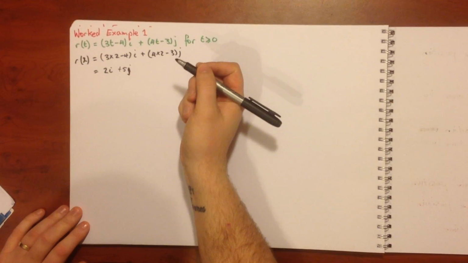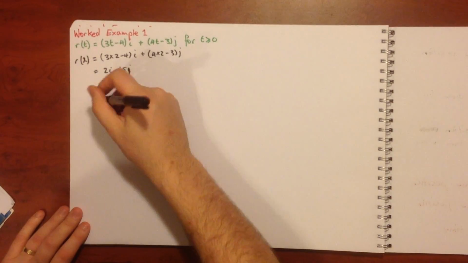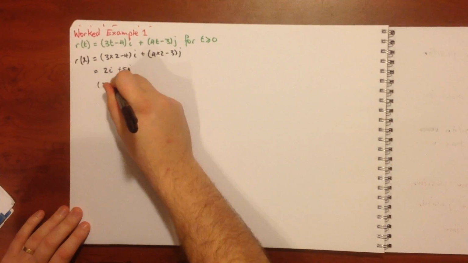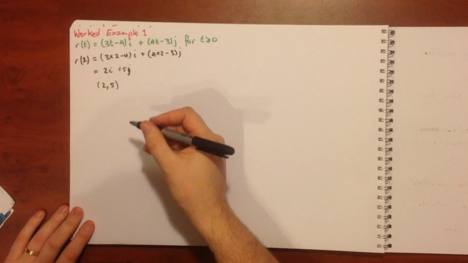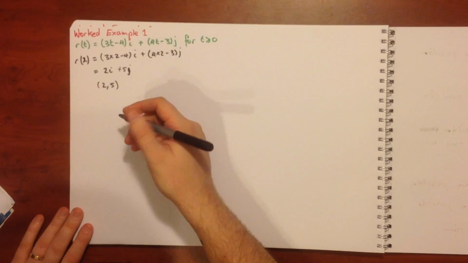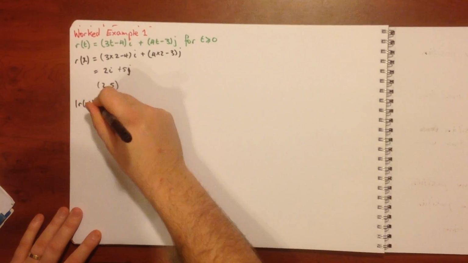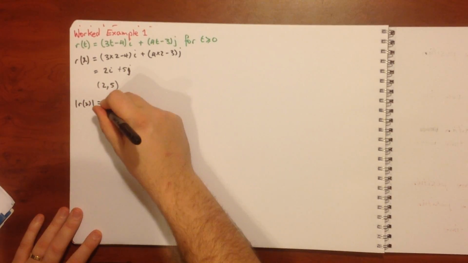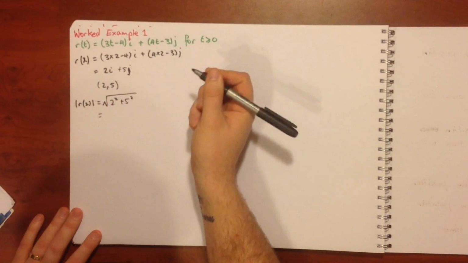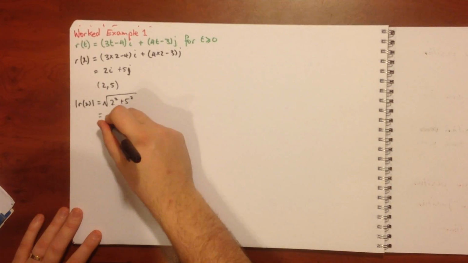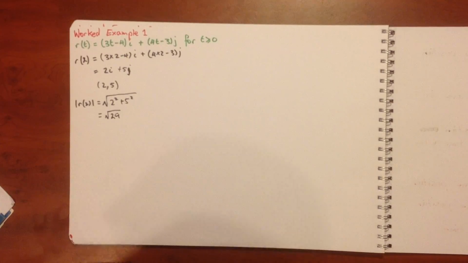Okay, and at the moment we know that it's actually at the point (2, 5), and we need the distance from the origin. So essentially what we're doing is Pythagoras' theorem. We're saying the modulus of r of 2 is our distance, and that's equal to the square root of 2 squared plus 5 squared, which is equal to the square root of 29. Okay, so that's all there is for that one.